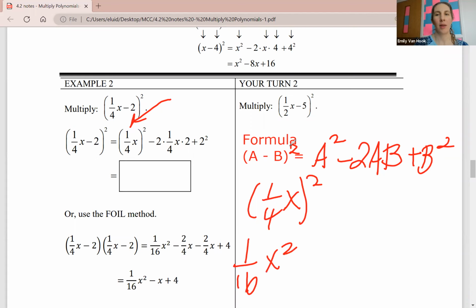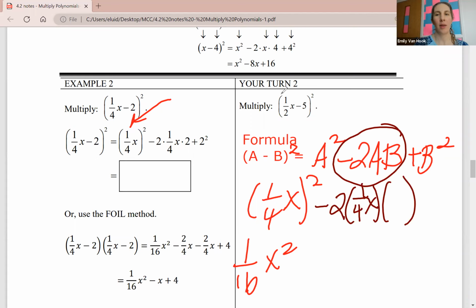So there's your first term. And then when people have trouble with this formula, it's usually in the middle for some reason. So the minus 2ab, here's what it looks like. Minus 2 times 1/4 x times b, which in this case is just that last term, which happens to also be 2. And don't worry about the negative sign because that's already built into the formula. There's already a minus sign there. So just write 2 there. And then, of course, plus 2 squared. So all of this is already typed on the left side, but I just wanted to point out where it comes from. It's coming from that a minus b squared formula. So squaring a binomial.